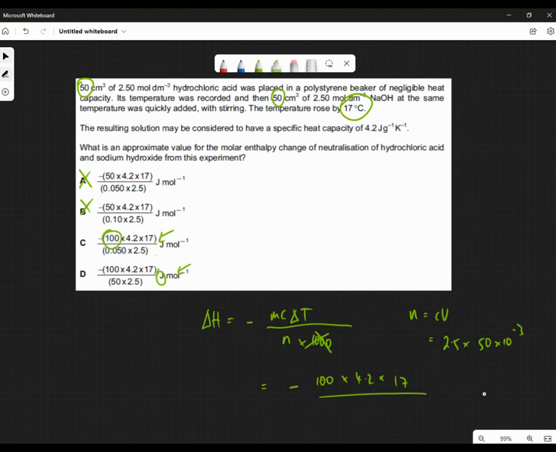So I'm looking for this number. This is 0.05, so the answer must be this one, because they haven't converted it to decimeters cubed there. So the answer must be C. All right, I hope that makes sense.